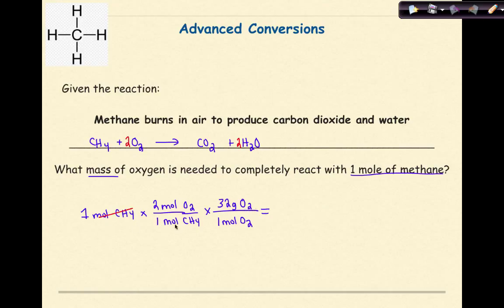So moles of CH4, moles of CH4, moles of O2, moles of O2, and we're left with grams of O2, which is what we want our final unit to be. So if I do 1 times 2 times 32 divided by technically 1, I'm going to get 64 grams of O2. Now you might say, well, you only started with 1 significant figure, so what should your answer really be? If we're really concerned about significant figures, it should be 60 grams of O2 for our correct final answer considering significant figures.